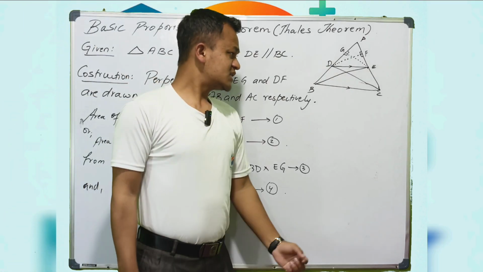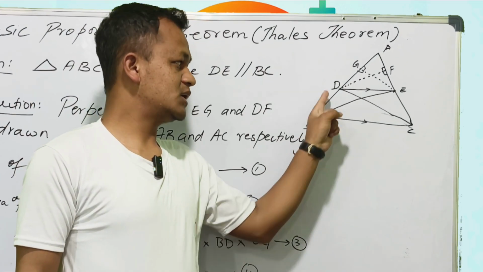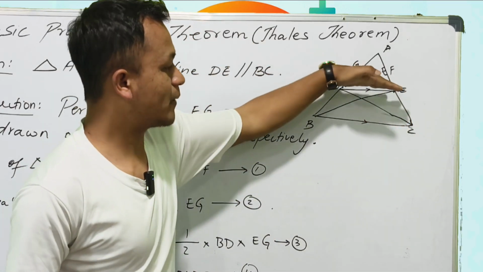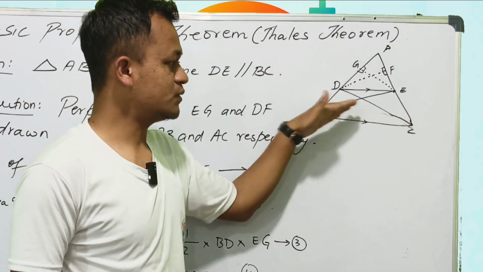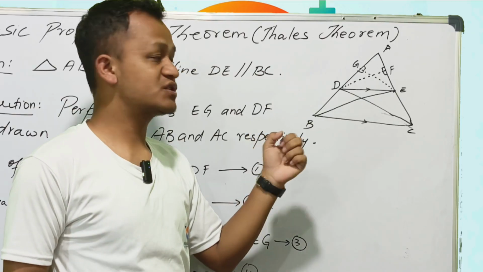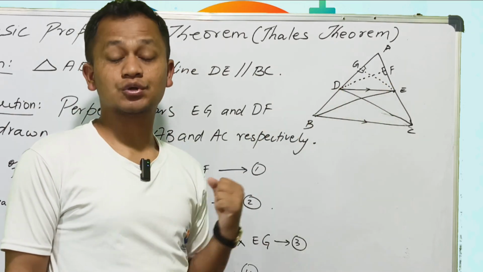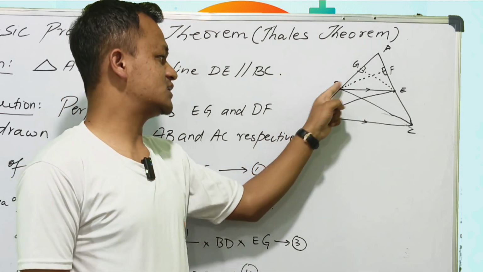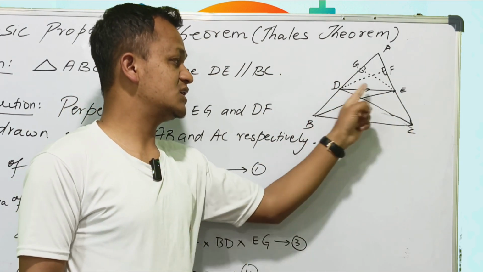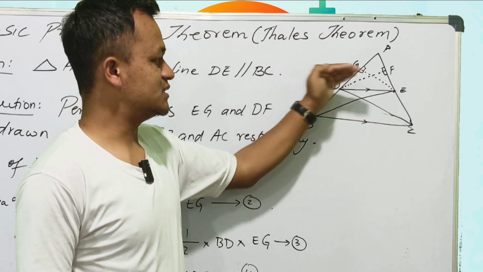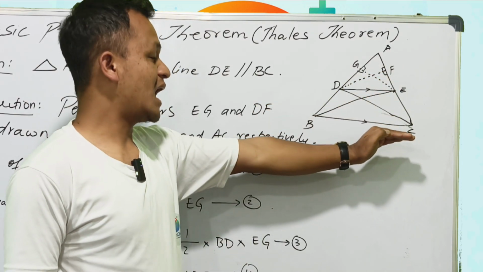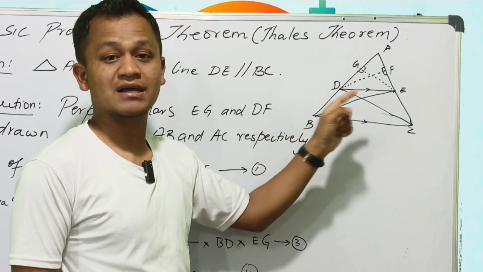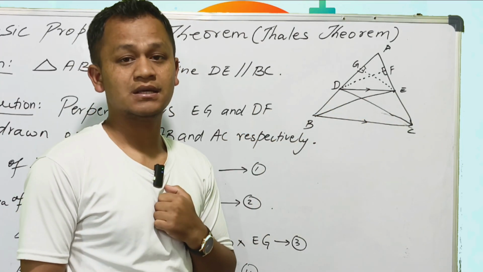Okay, as we can see here, these two triangles BDE and CDE are between the two parallel lines, and they share the same base DE. So they must be equal. Since triangle BDE and CDE are between the two parallel lines DE and BC, and they share the same base DE, triangle BDE and triangle CDE must be equal.